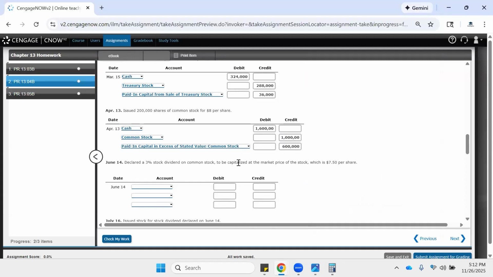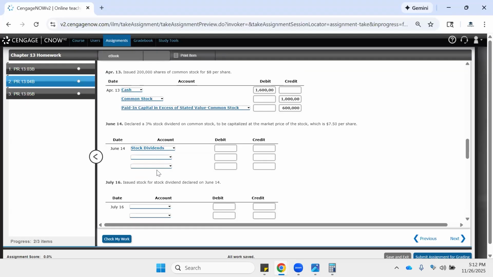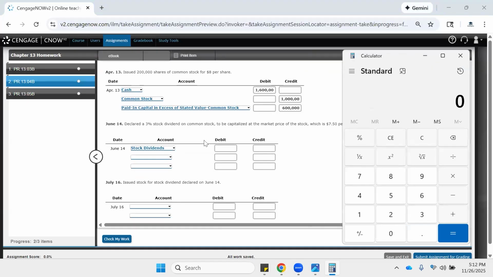Now we're going to declare a 3% stock dividend on common stock to be capitalized at the market price of the stock, which is $7.50 per share. And we are going to debit stock dividends for the amount of the total capitalization of the dividends. And remember that eventually in our closing entries, it's going to get closed out to retained earnings. $7.50 per share multiplied by 3% of the shares outstanding.